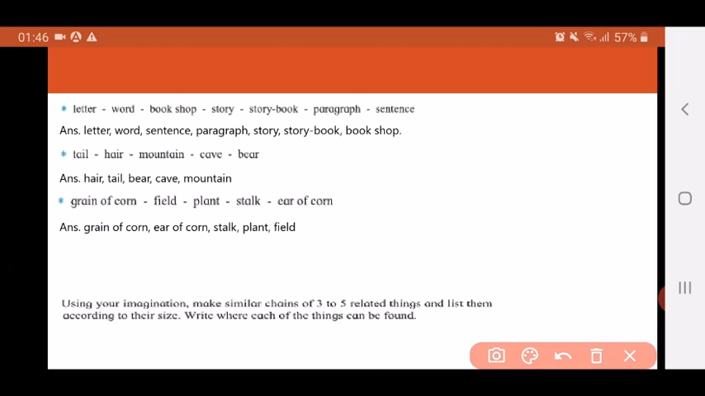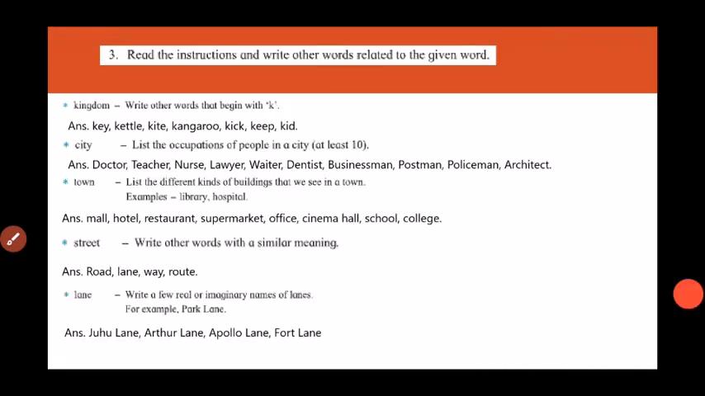Just like we made words starting with smallest to biggest, all which are linked, you can use your own imagination and make similar chains of 3 to 5 related things and list them according to their size. Write where each of the things can be found. You can use the help of the words that were there above, or try and make your own chains. Do this as your homework.